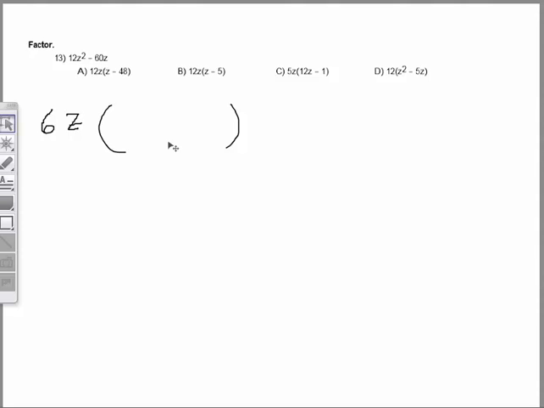So I ask myself, what times 6z gives me this first term? Anyone? 2z. 2z, very good. And then same thing, what times 6z gives me the second term? Minus 10. But 6 is not the greatest common factor, looks like it, isn't it?